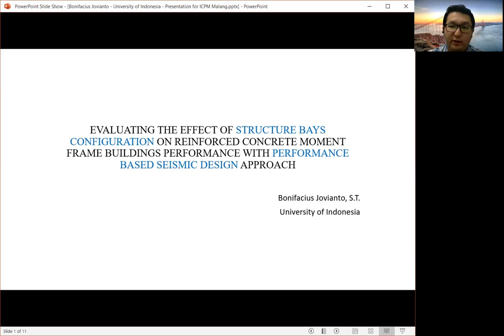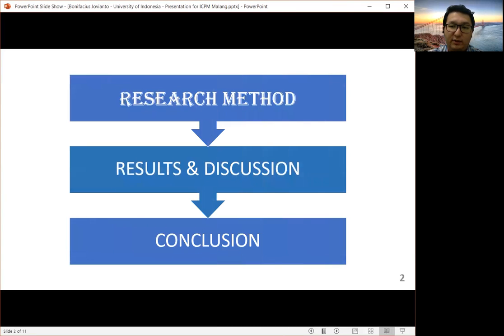In this opportunity, I would like to present my research evaluating the effect of structure-based configuration on reinforced concrete moment frame building performance with a performance-based seismic design approach. The presentation content is as shown: research method, results and discussion, and conclusion.